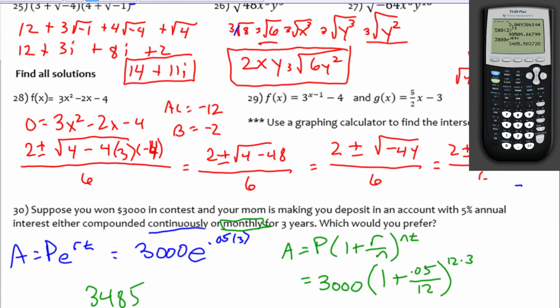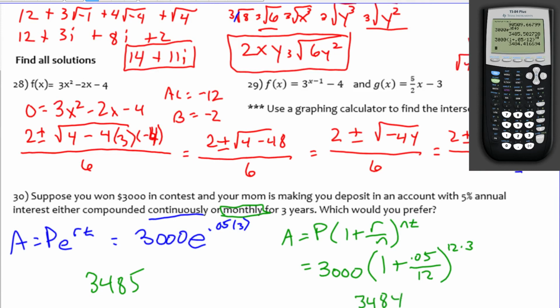For the other one, I'm going to do the same thing. 3,000 times 1 plus 0.05 divided by 12. I'm going to close that, and then raise that to the 12 times 3. I'm just going to type in 36 because we can do that. This one comes out to be 3484. So they're really close to each other, but continuous is going to give us about an extra dollar worth of interest versus compounding monthly. So slight difference, but hey, I'll take the extra dollar.